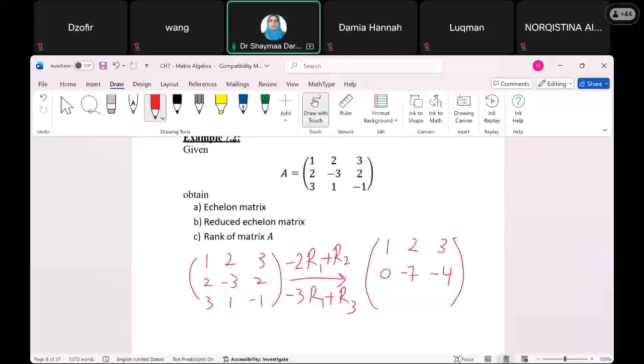Now the third row. The third row, I will multiply the first row by minus 3 adding to the third. So minus 3 times 1 minus 3 plus 3, 0.